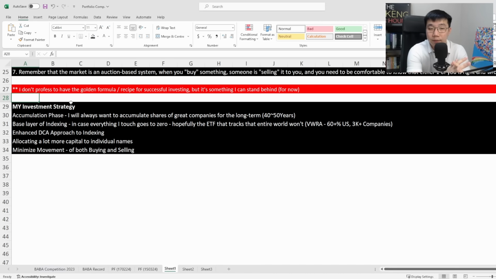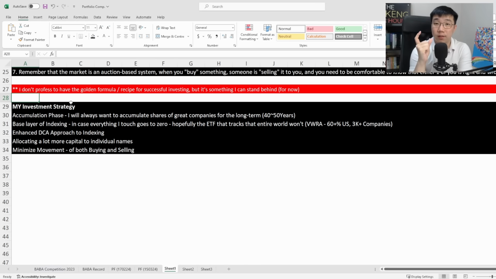And over time, I have a greater appreciation of indexing, which is why I want to include a base layer of indexing in case everything I touch goes to zero. And this is basically my form of insurance. And hopefully the ETF that tracks the world won't go to zero. The ETF of my choice here is VWRA, which is around 60%+ US, and they have more than 3,000 companies, from emerging markets all the way to developed markets.